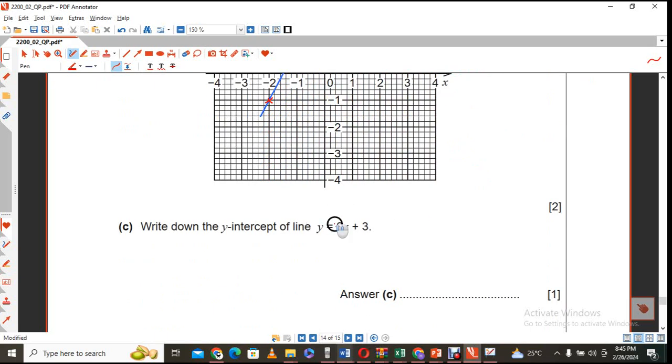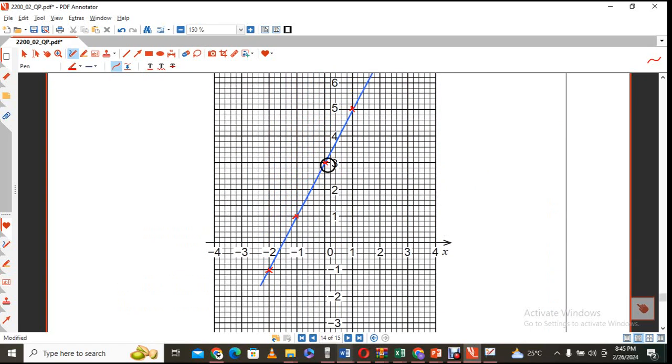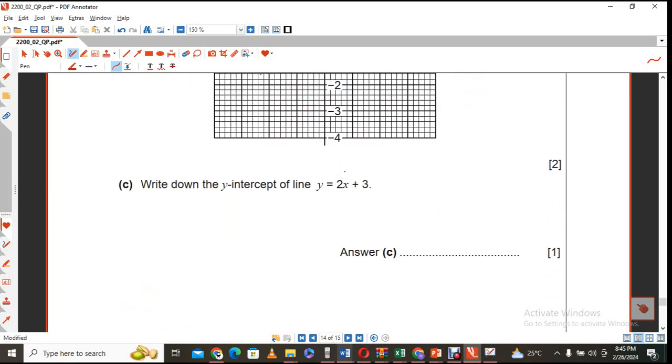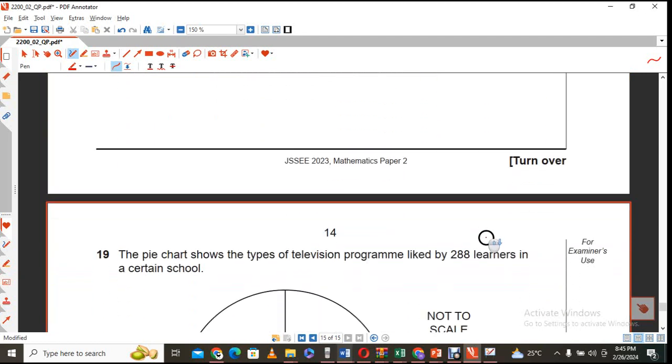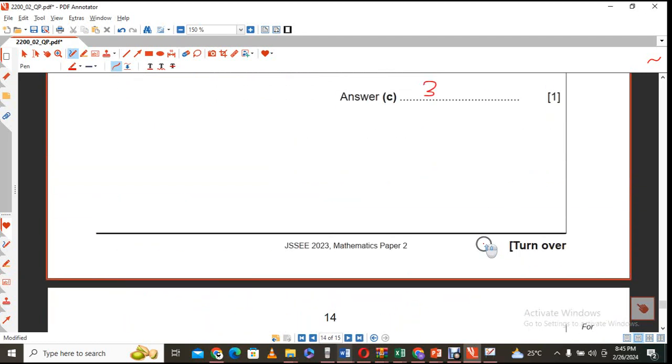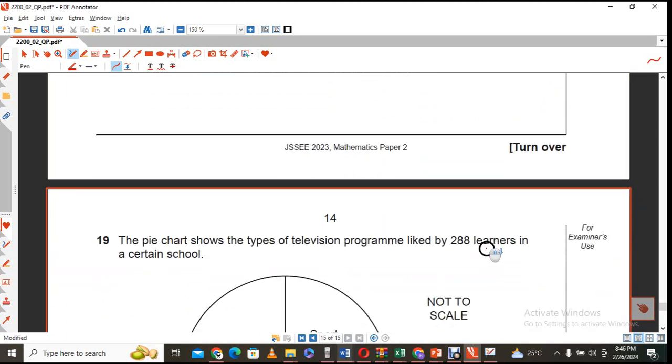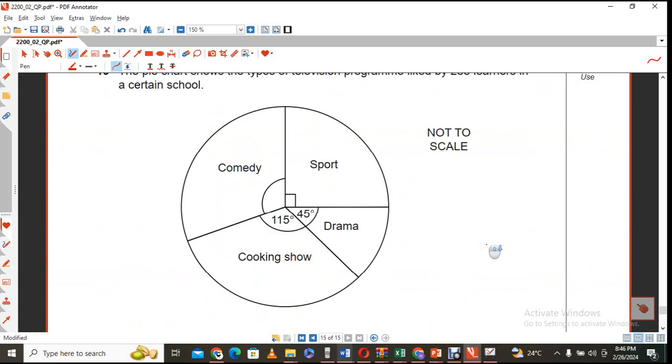They asked for the y-intercept. The y-intercept is where the line cuts the y-axis. It cuts it at 3. So you can just write 3. You don't have to be fancy. Just write 3, that's the y-intercept, or c equals 3. But just 3 should be more than enough. Some people also like to write it as a coordinate, but it's not necessary.